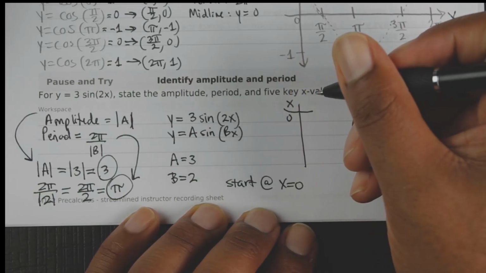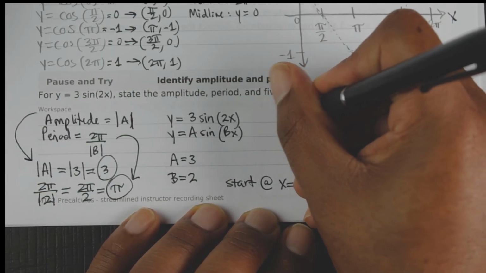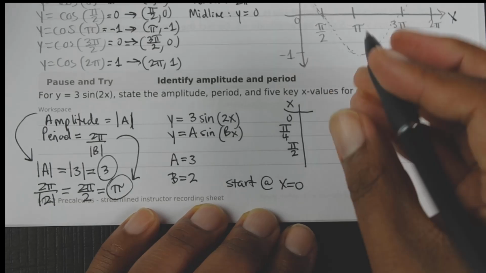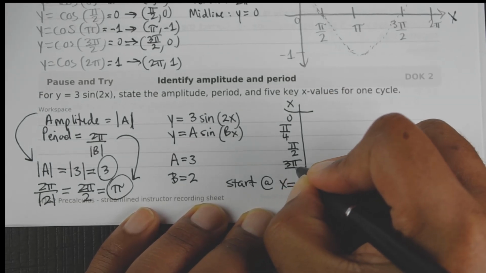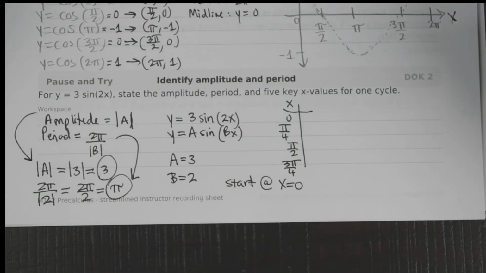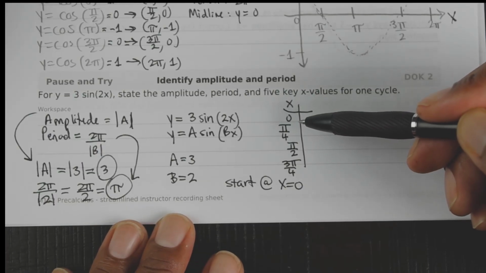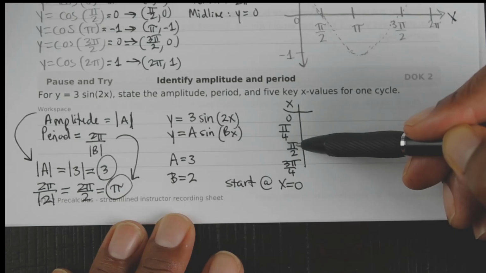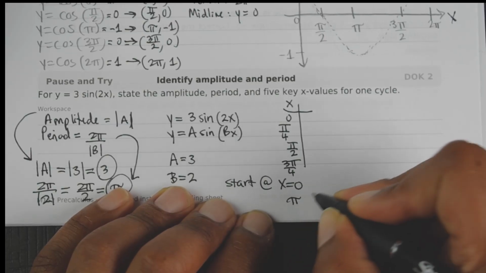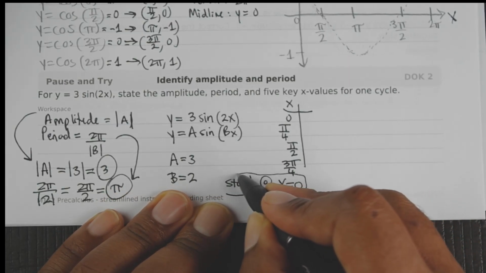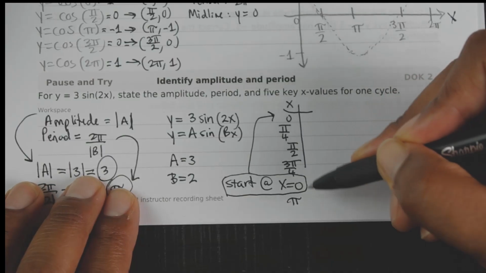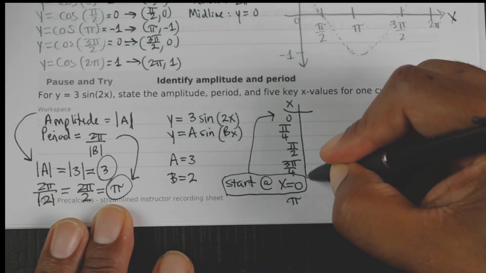0, pi over 4, pi over 2, and then 3 pi over 4. Okay, so those would be essentially the key x values. So that's 1, 2, 3, 4, and then we need another. So we just use pi. That's what we're essentially doing. So this will be 1, 2, 3, 4, 5 key points.